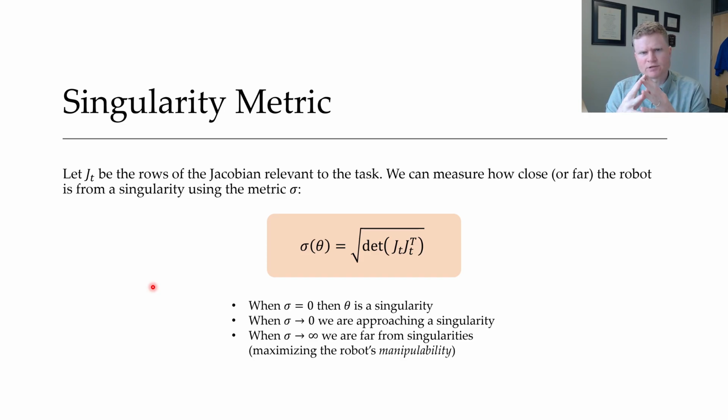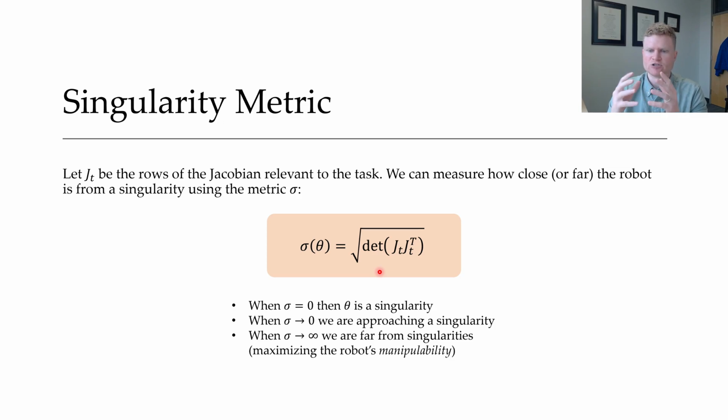Now, it turns out there's a really nice and convenient metric that I can use to find these singularities. Let's say that J of T is the rows of the Jacobian that are relevant for the task. I can measure how close or how far the robot is from a singularity using this metric, sigma. Sigma is a function of theta because its value changes as theta changes, and it's along a continuous spectrum.